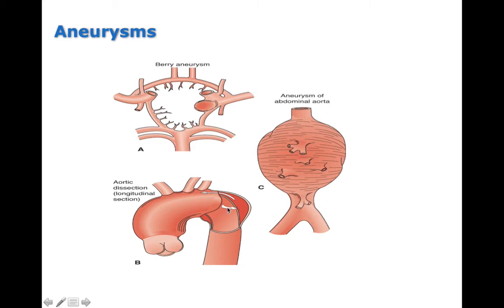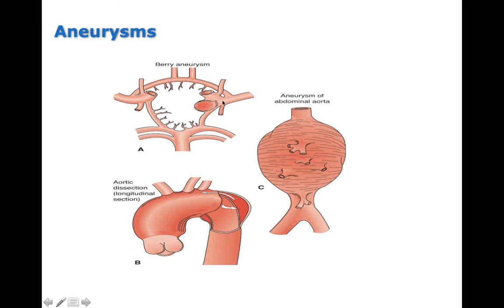A false aneurysm is where you actually have a tear within the vessel wall, and so the ballooning that occurs is actually due to an accumulation of blood between, like, the intima or media and externa. And so that ballooning is actually blood filling up a space between the vessel layers. And this type of false aneurysm is called a dissecting aneurysm.